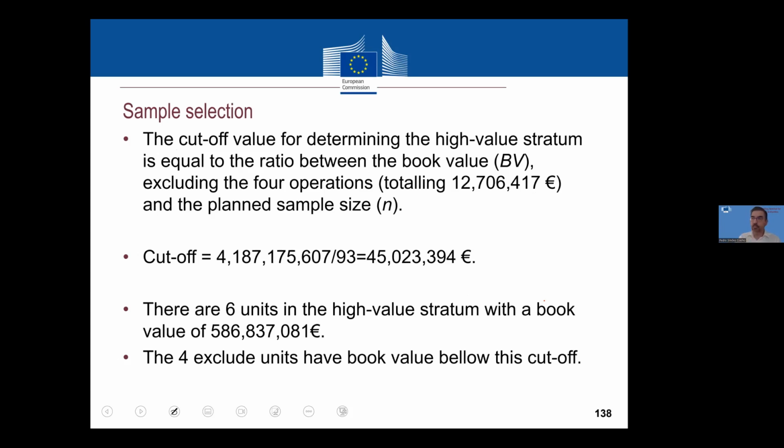Now, under MUS, as many of you know, you have to establish the cutoff of the high value items. In my case, the cutoff is the book value divided by the sample size, so it's 45 million euros. This means that all units above this cutoff have to be manually moved to the high value stratum. And in this case, we had 6 units that are high value ones with this total expenditure.